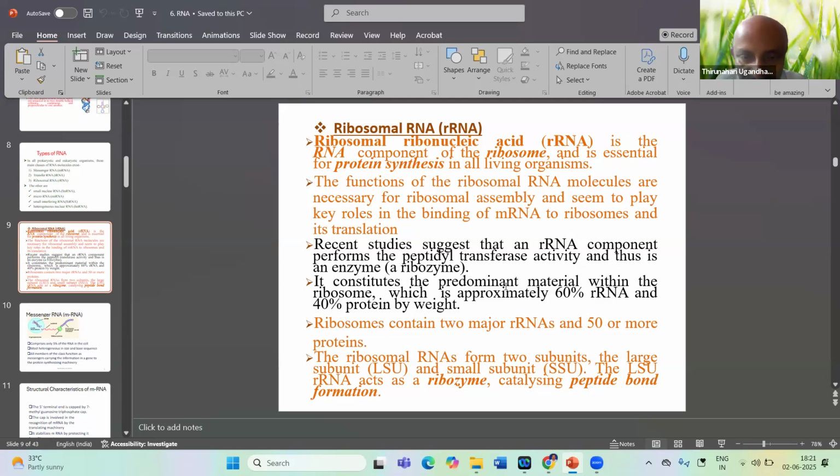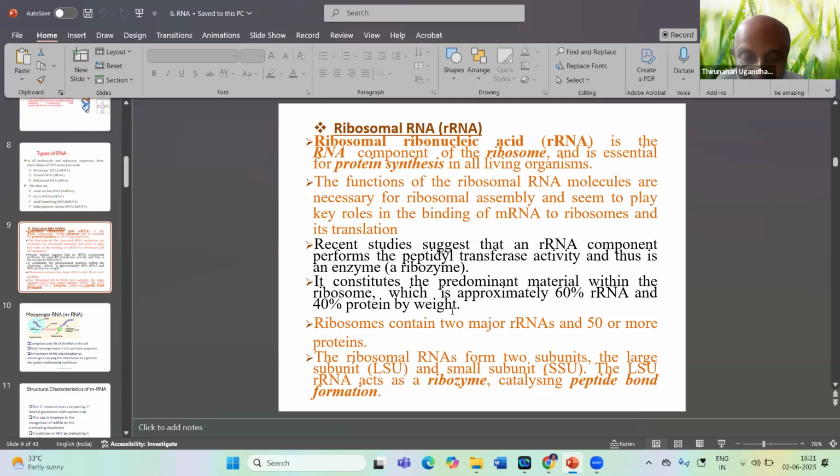The ribosome consists predominantly of RNA, which is approximately 60% RNA and 40% proteins by weight. The total weight of the ribosome is 100, of which 60% is rRNA and 40% is protein. The ribosome contains two major rRNAs and 50 or more proteins. The ribosomal RNA comes from two subunits, the large subunit LSU and the small subunit SSU.